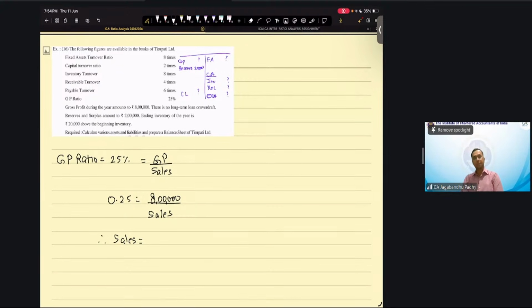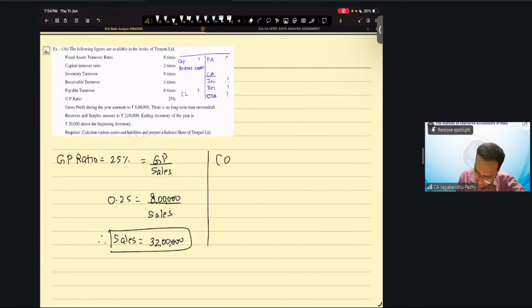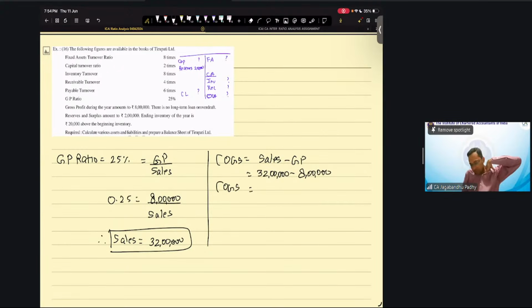So what's the value of sales? 32 lakhs. We got the value of sales as 32 lakhs. And then cost of goods sold will be sales less gross profit. So sales is 32 lakhs minus gross profit of 8 lakhs. So COGS works out to be 32 lakhs minus 8 lakhs, that's 24 lakhs. Correct, everyone? COGS is 24 lakhs, correct? Did we get it?